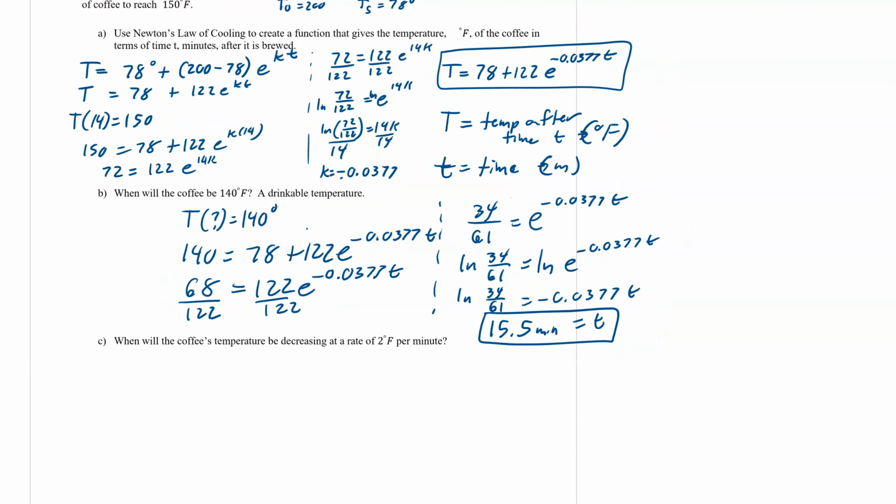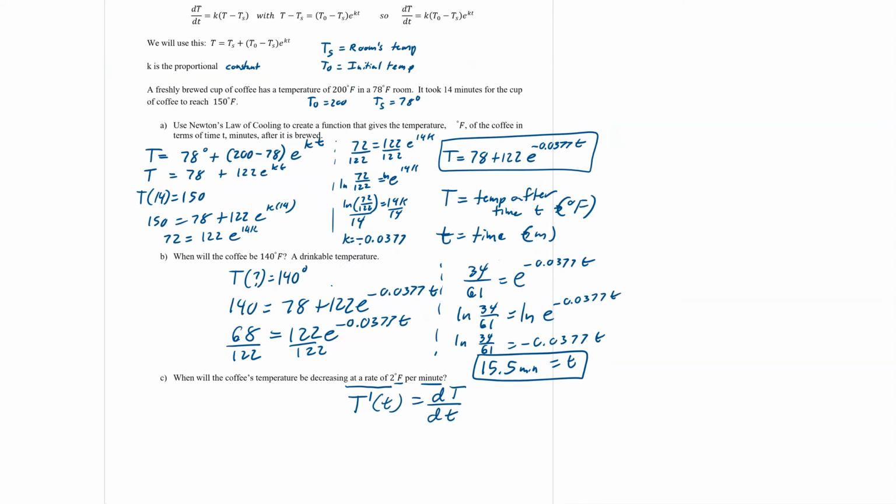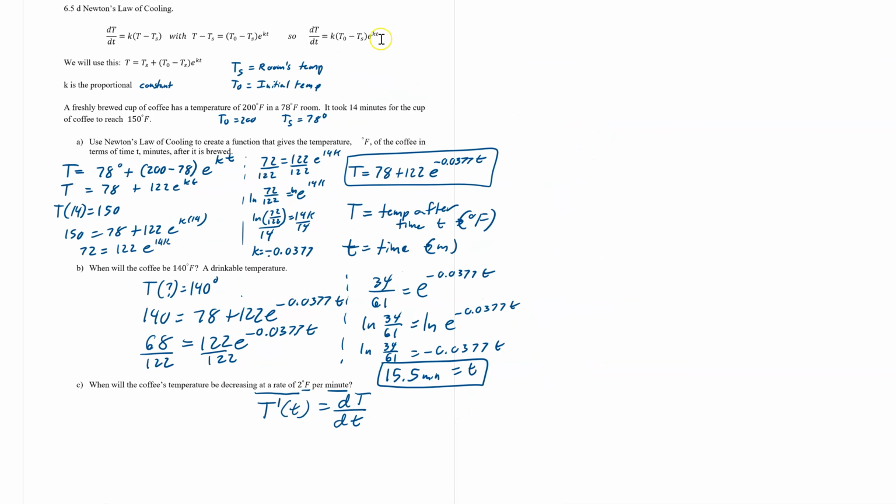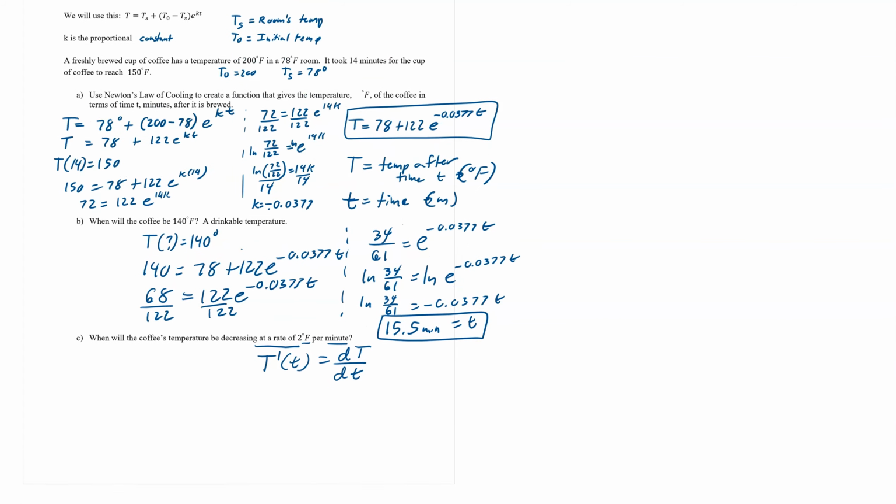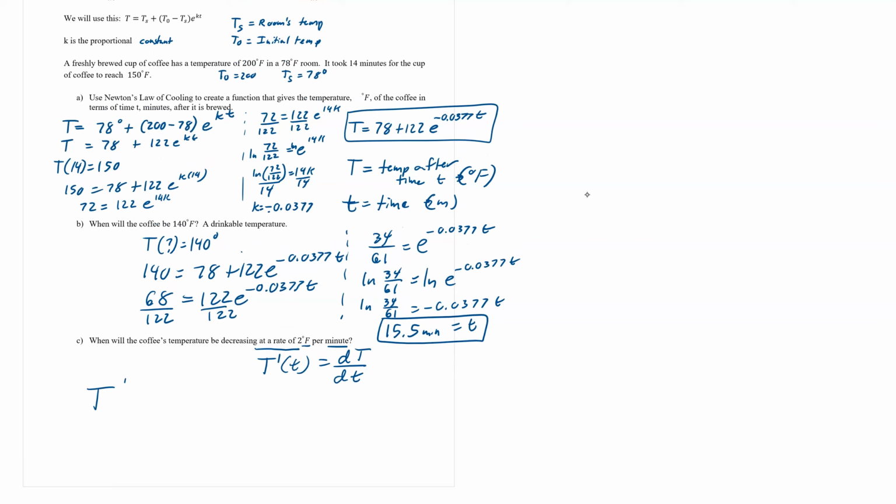So next question is, when will the coffee's temperature be decreasing at a rate of 2 degrees per minute? And this means we're looking for T prime. We're looking for the derivative, the change in temperature per time. See, it's degrees Fahrenheit per minute. So we're going to take the derivative with respect to time. And you can just go back up and use this. You can see that it's just that part with k, right? So we're just going to basically put the rate in front. But we're going to take the derivative just to be mathy.